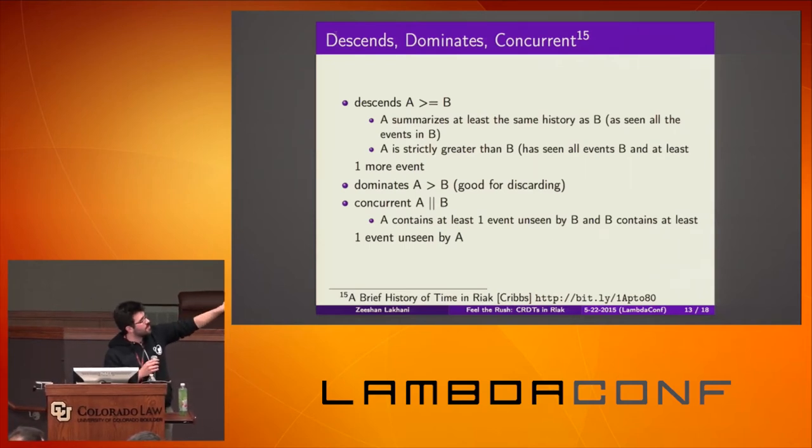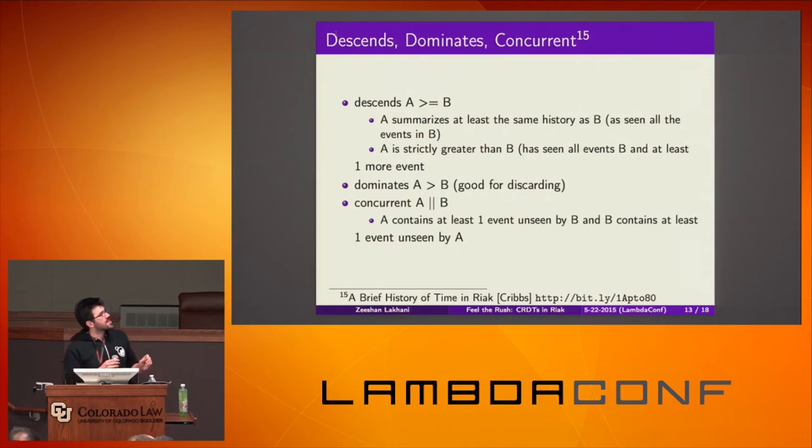Dominates means A is strictly greater than B because it has seen all the elements of B and at least one more, so it has one more operation. Then we have concurrent ones, where A contains at least one event unseen by B and B contains at least one unseen by A. So we can't automatically resolve those, but we don't have any conflict there.